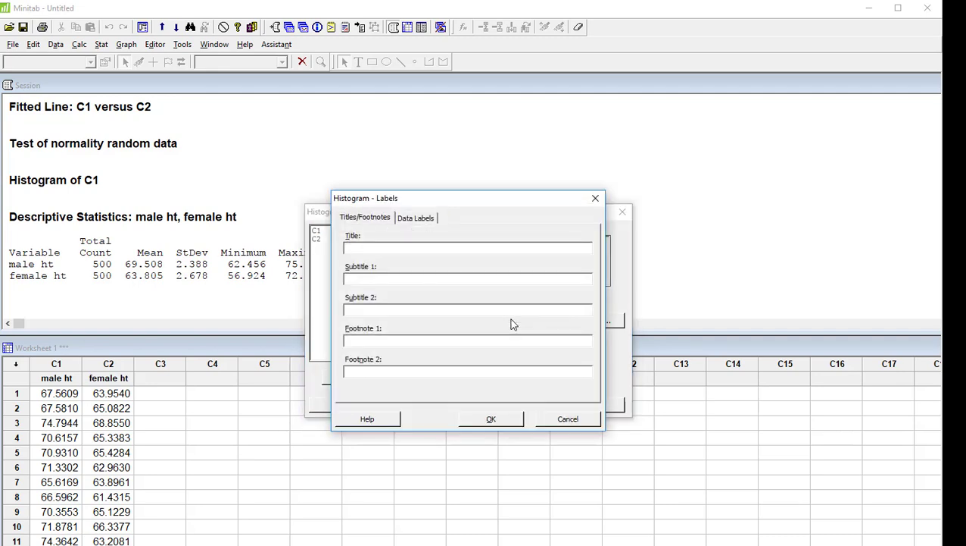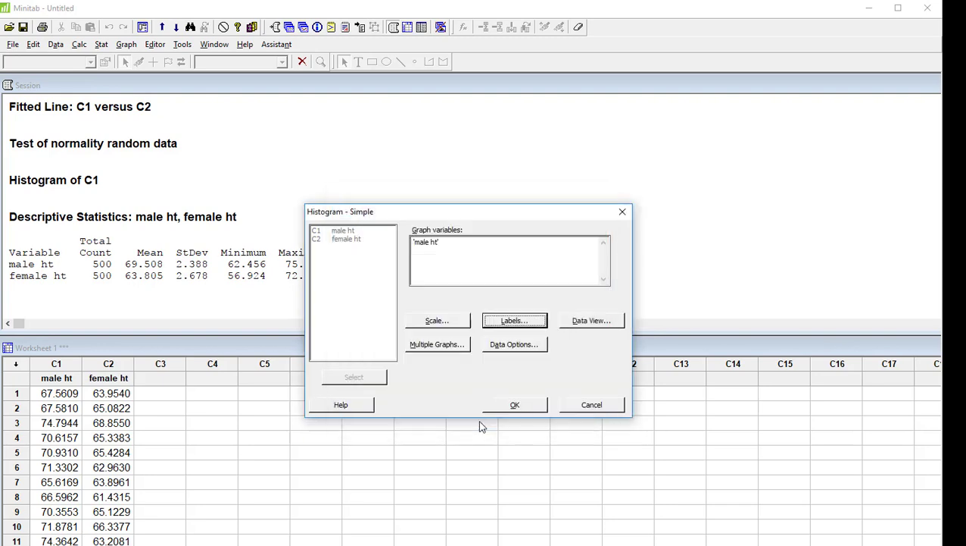We can graph the heights. We could do both, but let's just do the males. And so let's put a title on our graph, male heights. By looking at the histogram, we can get a feel for whether the data appears to be normal or not. So we'll say OK, and let's say OK again.